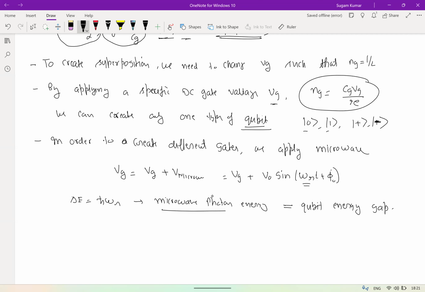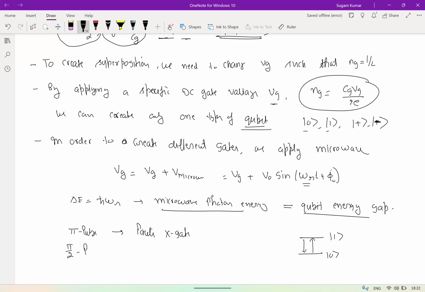So when you apply this energy, it makes a transition between the 0 state and the 1 state. And it depends again on whether you want to put a pi pulse; a pi pulse is going to create a Pauli X gate.